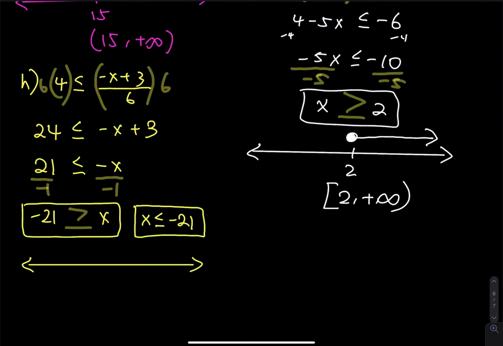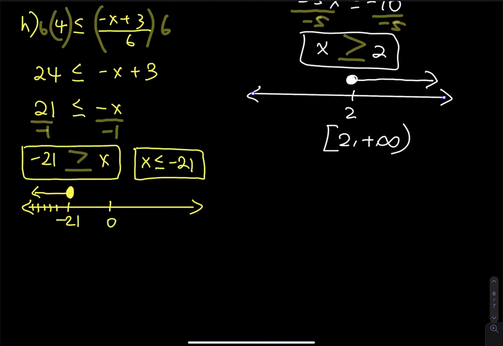So we have 0, negative on the left, and then less than or equal to. So that means the arrow is pointing to the left-hand side because every number on the left-hand side of negative 21 is less than negative 21. And then the interval is from negative infinity to negative 21, and then square bracket because there is an equal. So that is part H.